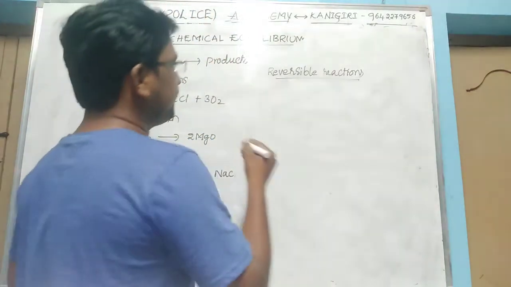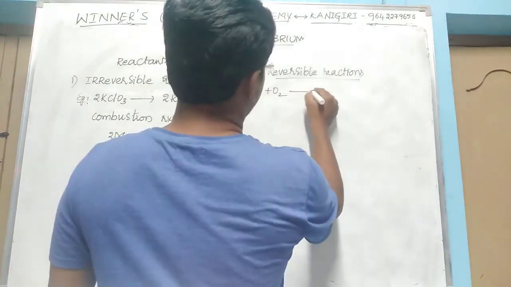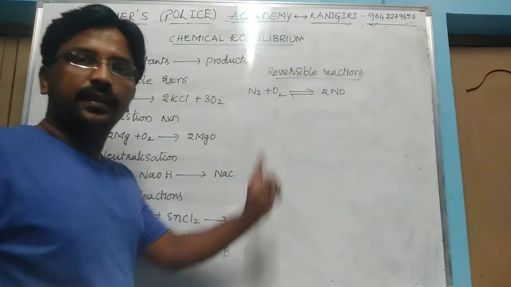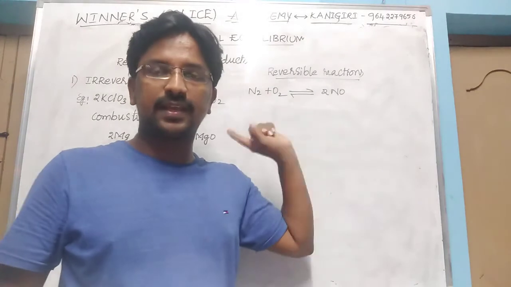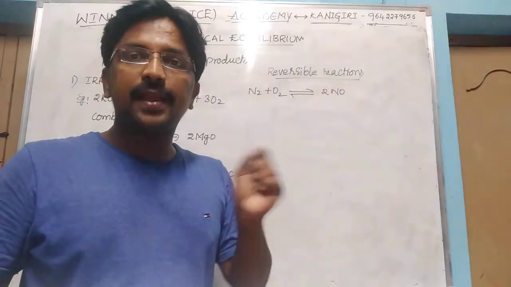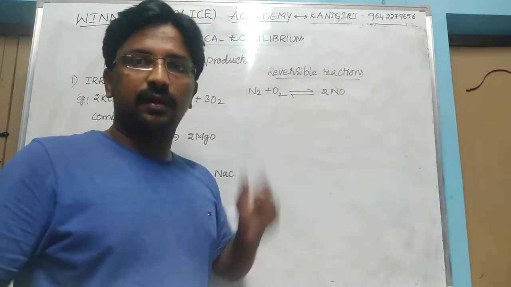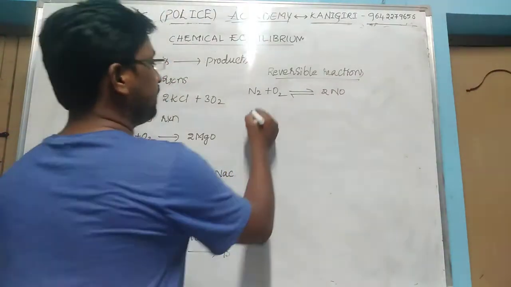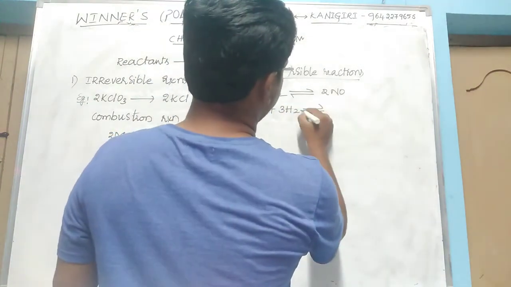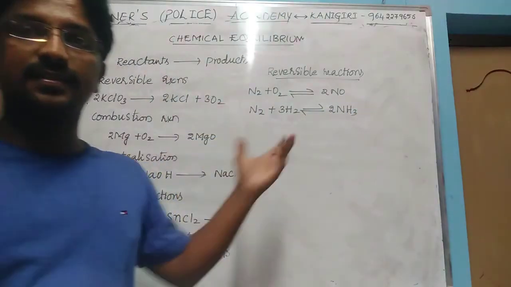Right? So let us see one example. N2 plus O2 gives rise to 2NO. Here the reaction can be carried out in both directions. Reactants give the product, and based on the same reaction conditions, the products also give reactants. And at the same time, another example, N2 plus 3H2 gives rise to 2NH3. This is also an example of a reversible reaction.